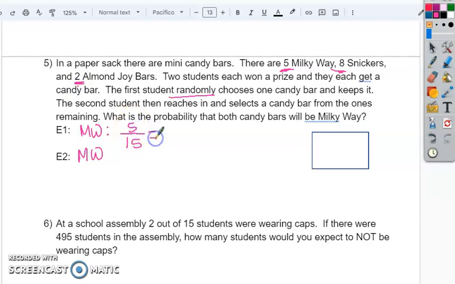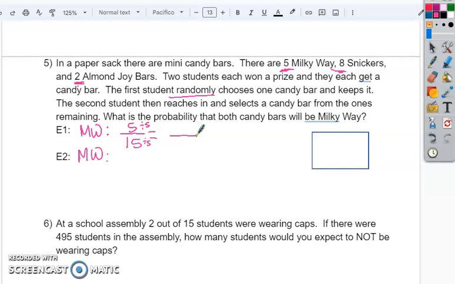Okay, I want y'all to simplify that. I'm going to have y'all do that alone. Both of these will divide by 5. Notice I will not be able to tell you this on the test. I'm just trying to help you along. Okay, so then the second person reaches in and randomly chooses one.